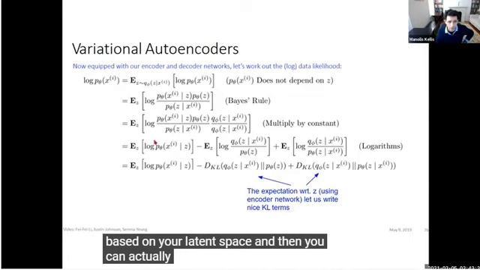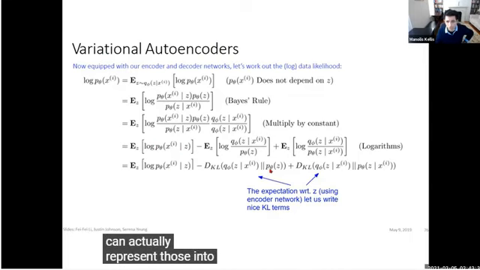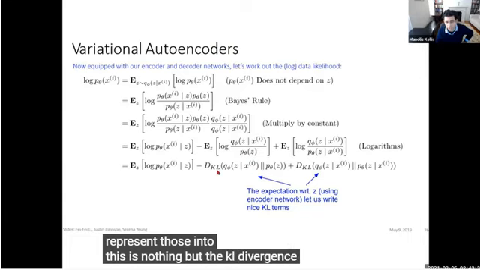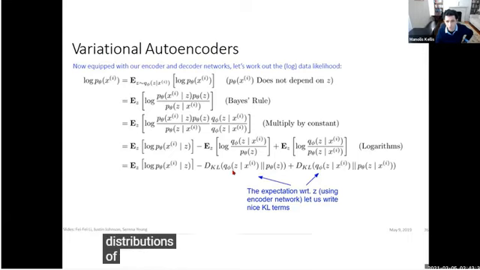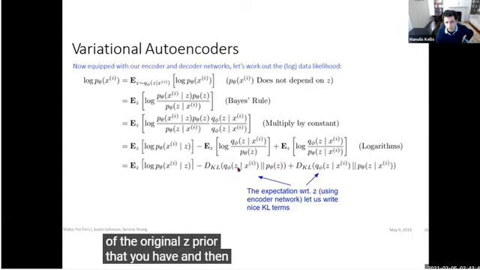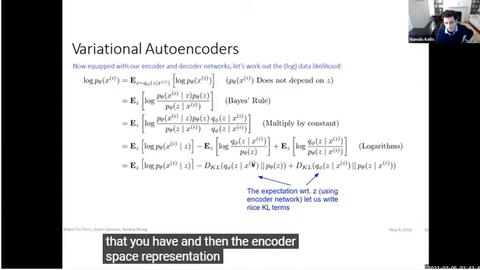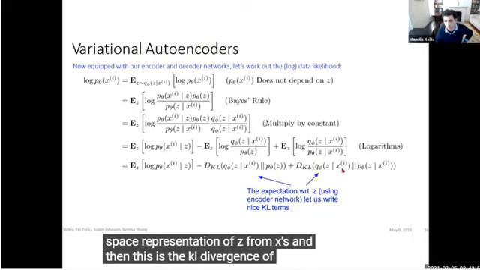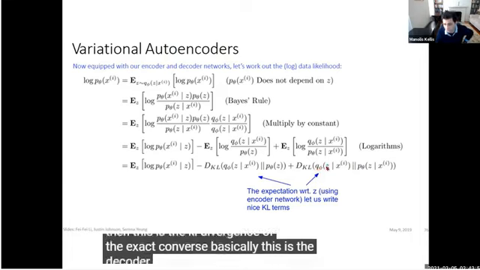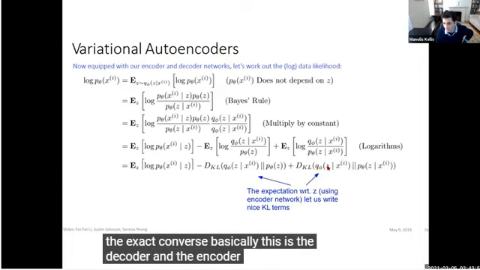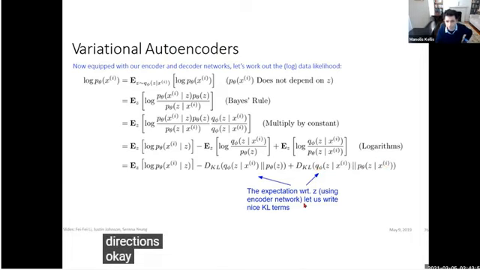And then you can represent those as, this is nothing but the KL divergence. This is the difference between the two distributions: the original Z prior that you have, and then the encoder space representation of Z from X's. And then this is the KL divergence of the exact converse. Basically, this is the decoder and the encoder in both directions, okay?